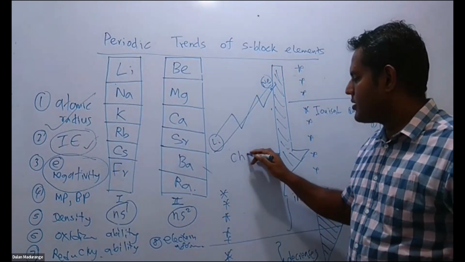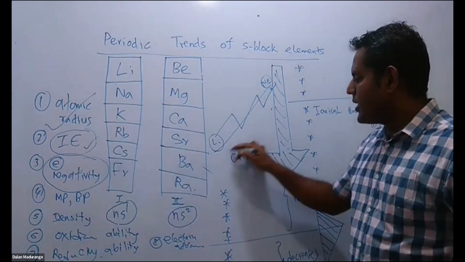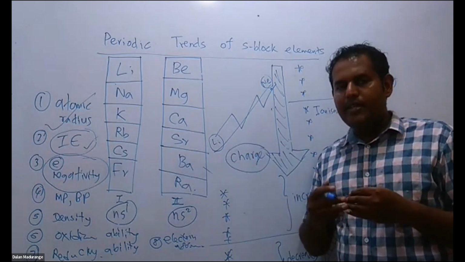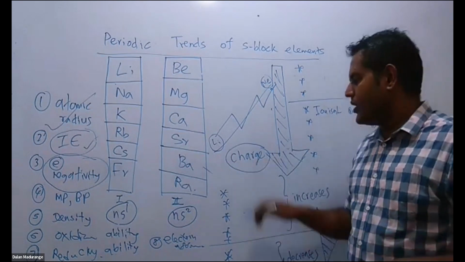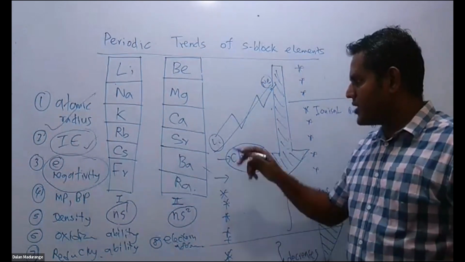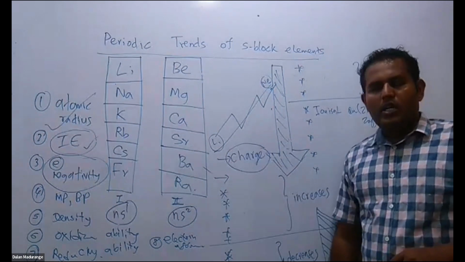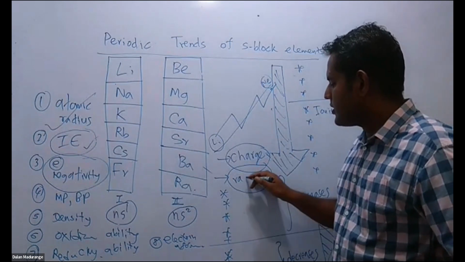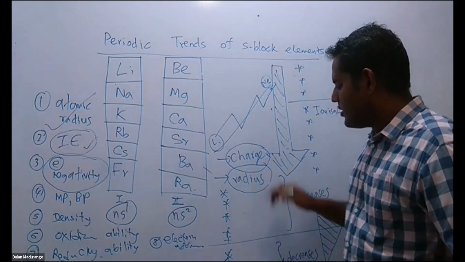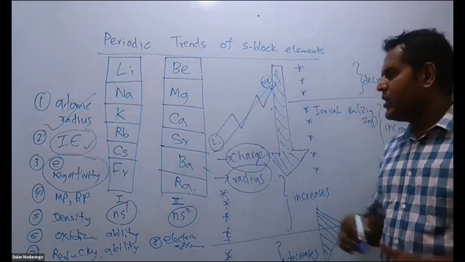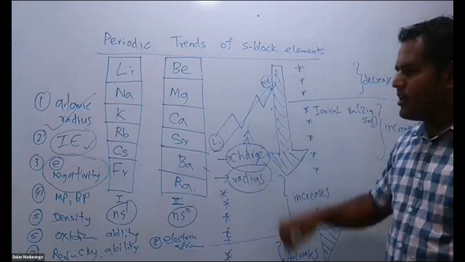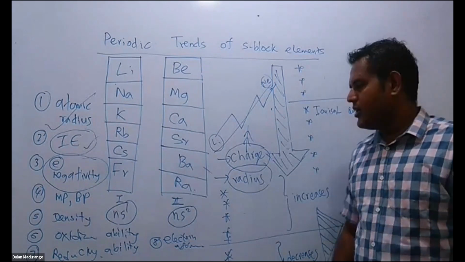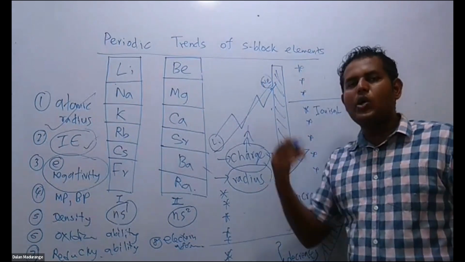Charge. Metallic bonding means a positively charged cation having an attraction with electrons. So charge, and the next feature is radius. Right? Charge and radius. Higher the charge, higher the metallic bonding strength. Higher the charge, higher the metallic bonding strength. What about the radius? Will it be higher or lower?